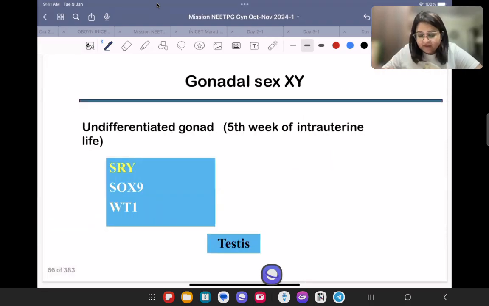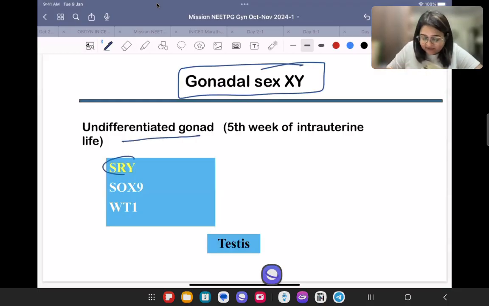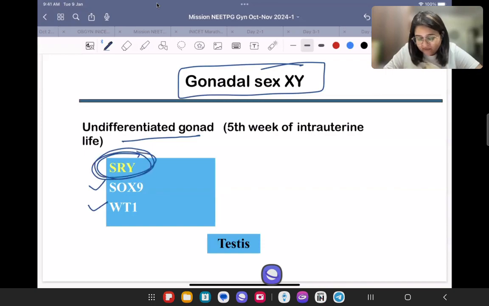Okay. Now let's start with XY. What is happening in XY? There is an undifferentiated gonad. The primary gene responsible is the SRY. There are two other genes. If you want to, you can remember, but don't forget the SRY gene. SOX9, WT1 are also there, but primarily it is the SRY. This is going to determine that the gonad is going to be the testes.